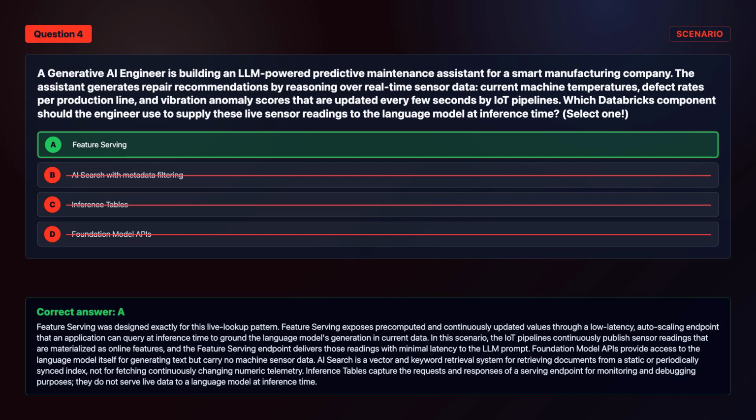In this scenario, the IoT pipelines continuously publish sensor readings that are materialized as online features, and the feature-serving endpoint delivers those readings with minimal latency to the LLM prompt. Foundation Model APIs provide access to the language model itself for generating text, but carry no machine sensor data. AI Search is a vector and keyword retrieval system for retrieving documents from a static or periodically synced index, not for fetching continuously changing numeric telemetry.